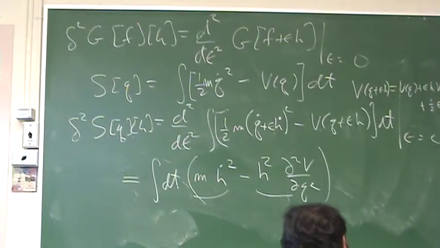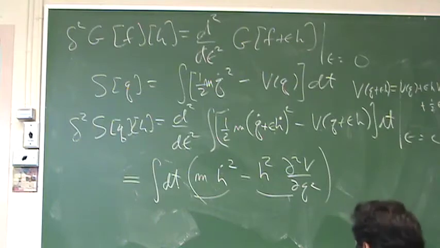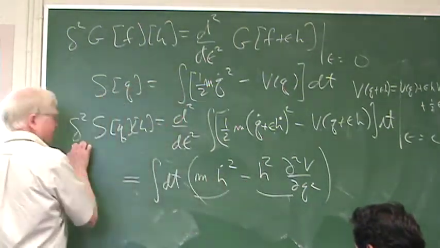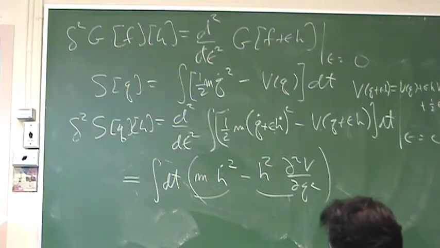So this second functional derivative can be either way. Whereas for the case in which there's no v, the second functional derivative was positive, and so any change in the path away from the stationary path raised the action.